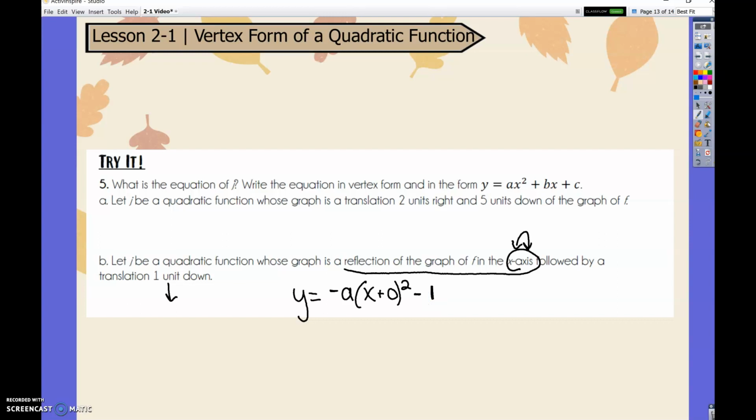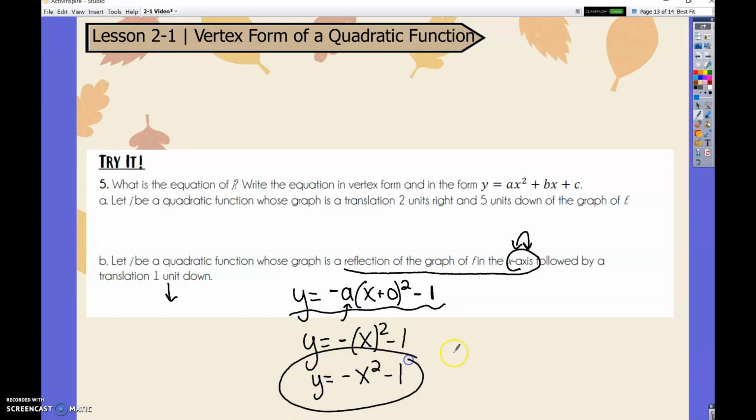Because it doesn't tell us that there's a vertical stretch or compression, we're going to just assume that this is going to stay the same shape as x squared. So we would say our new equation is negative x squared minus 1, which you don't really need the parentheses then. It would just be negative x squared minus 1. Now with this one, nothing really changed much. This is kind of your vertex form, I guess you could say, but really there's not much different because we don't have that horizontal shifter. Check your answer key for part A.